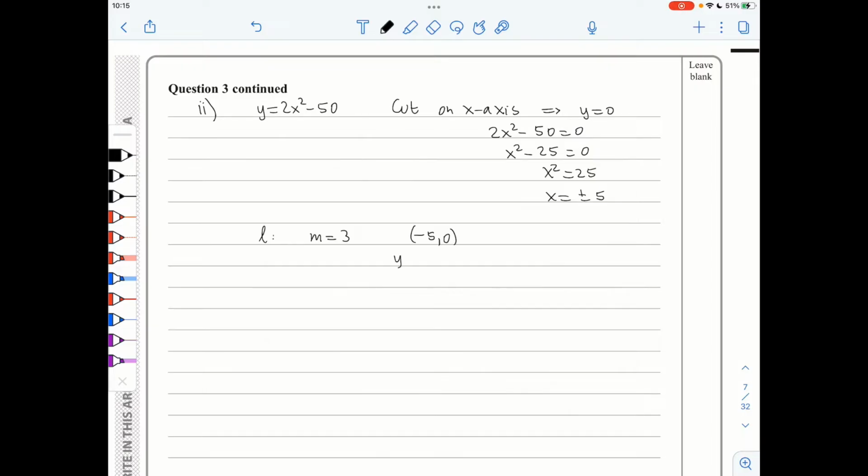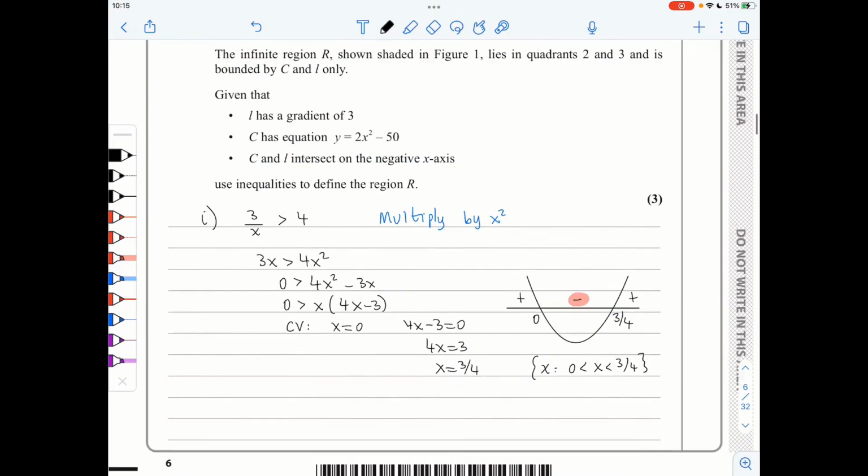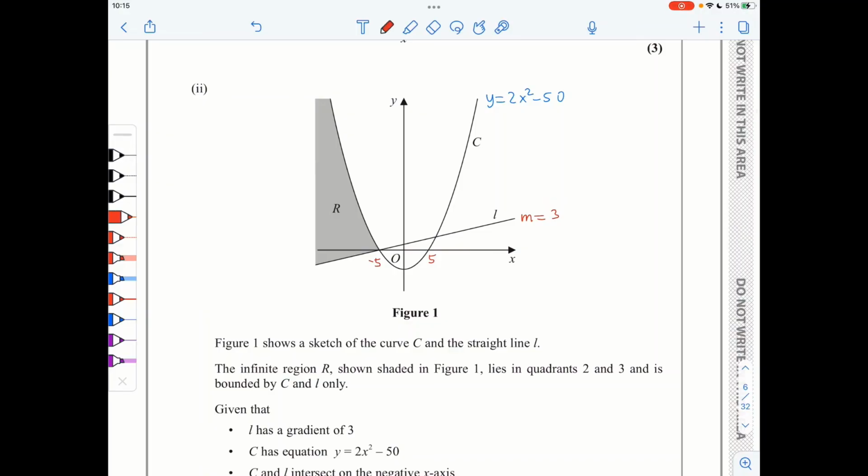So using y minus y1 is m(x minus x1), I get y minus 0 is 3 brackets x minus minus 5. So this means that y is 3 times x plus 5. So y is 3x plus 15. So we have just derived the equation of the straight line. I will add this on the diagram as well.